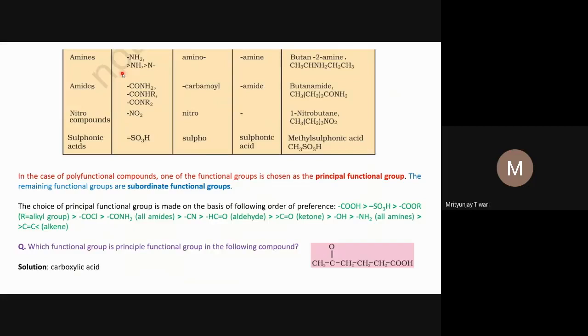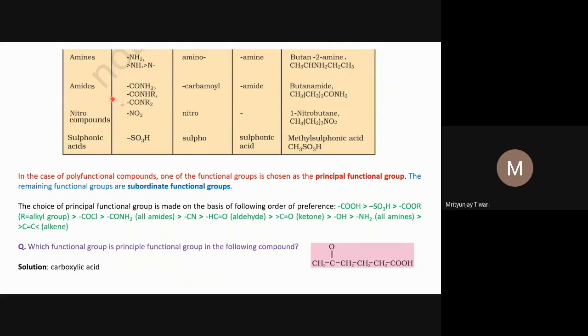And then amines. One can consider them derivatives of ammonia. If one hydrogen of the ammonia is replaced with one alkyl group, then it is called a primary amine. If two hydrogens of the ammonia are replaced with two alkyl groups, it is a secondary amine. And if all three hydrogens of ammonia are replaced with three alkyl groups, which can be the same or different, then we call it a tertiary amine. So primary, secondary, and tertiary amine.